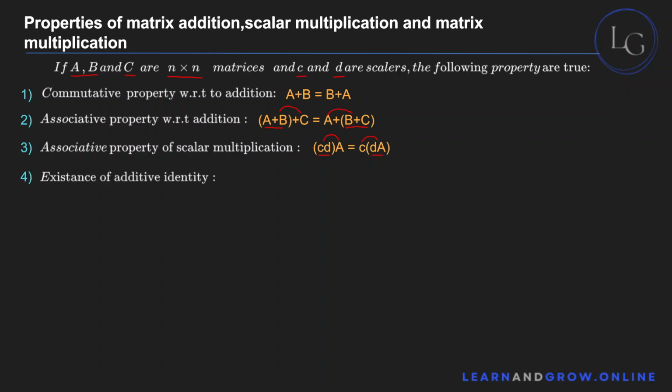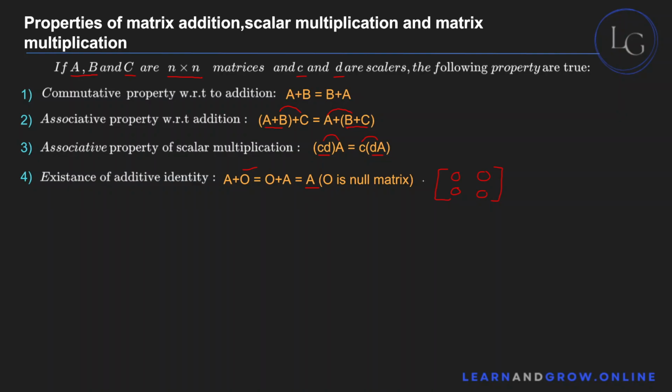Now, existence of additive identity. The additive identity is a null matrix. Now let's say first a 2 by 2 null matrix is this: 0, 0, 0, 0. This is a 2 by 2 matrix and it is an additive identity for all 2 by 2 matrices. So if you add a matrix into a null matrix of the same order, or if you add the null matrix into A, both of these will give you A as the result.